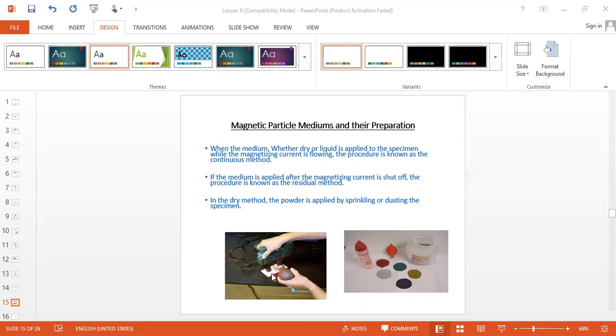In the dry method, the powder is applied by sprinkling or dusting the specimen. That's why we are getting uniform coating application. Otherwise, in some places it will drop more powder, and in some places less will accumulate. So we have to apply uniformly over the examination surface. See here, different colors of powders. Now see the different colors. The purpose is only contrast.